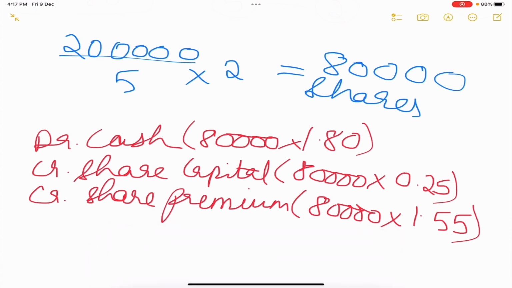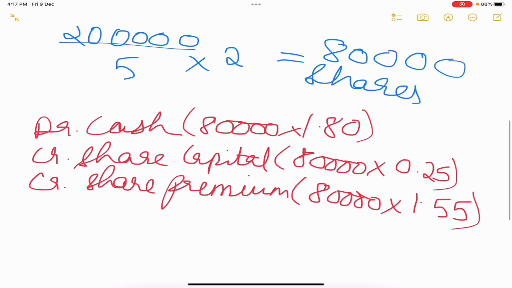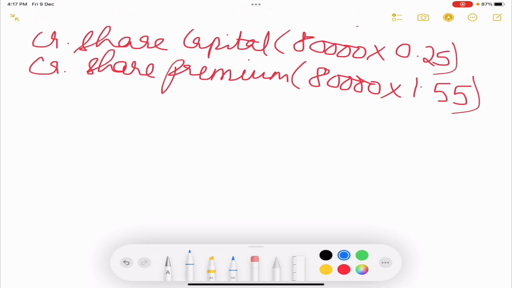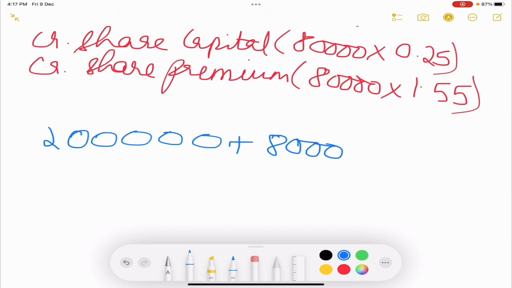Okay, I hope this much is clear. Now, in the starting of the question, we had 200,000 shares. Now, by rights issue, we issued 80,000 more. So, how much are the total shares now? We issued 80,000 more. So, now the total shares are 280,000. Right? Keep this in your mind.